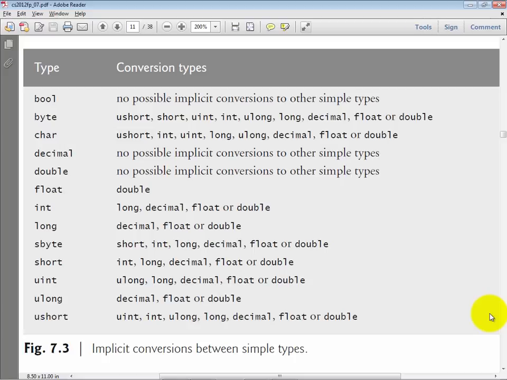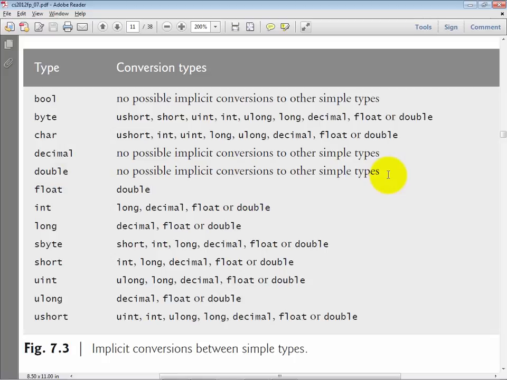various simple types that are built into C#. So first of all, this is the complete list of simple types here on the left side of the table. And on the right side, we're showing you the possible implicit conversions. Now, implicit conversions are only allowed if there will not be a loss of information as you do the implicit conversion. So for example, an integer is allowed to be promoted to these other types, but a double, as you can see here, is not allowed to be converted to any other simple type.